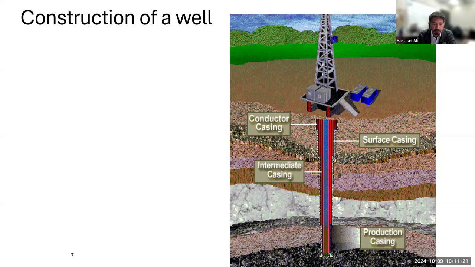It starts with the biggest one, which is called a conductor casing. Then you go to a surface casing, then to intermediate casing, and then to production casing. And one thing which you can see is all of it is telescopic. It all tapers down. So it starts with the biggest one, and then it goes to the smallest one.